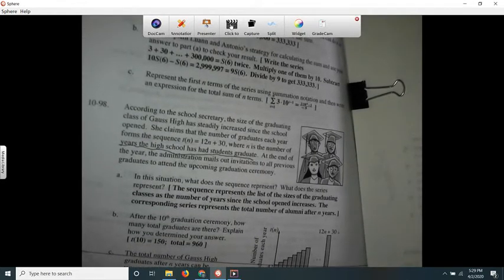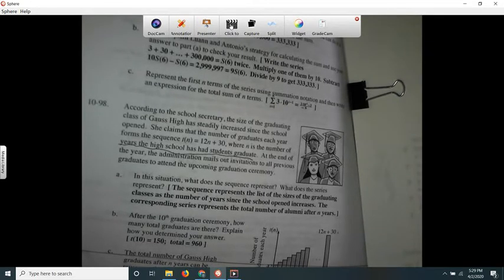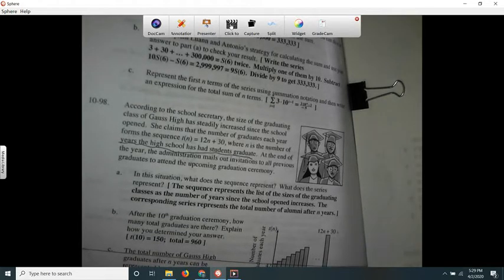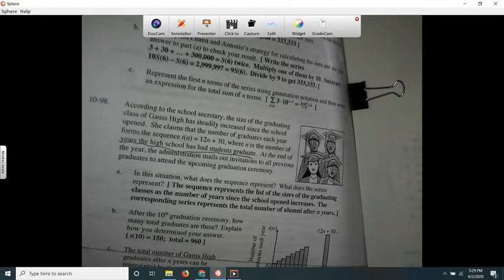She claims that the number of graduates each year forms the sequence t of n equals 12n plus 30, where n is the number of years the high school has had students graduate. At the end of the year, the administration mails out invitations to all previous graduates to attend the upcoming ceremonies.